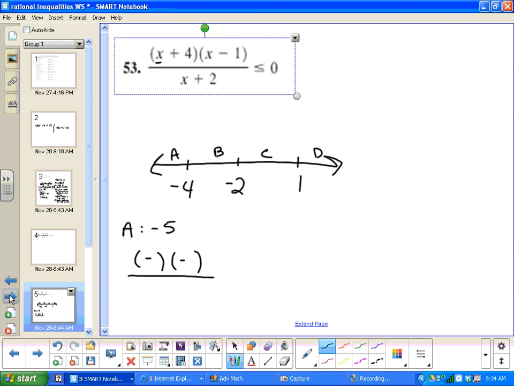Now, -5 plus 2 would be a negative. So we got all negatives here, less than or equal to 0. What's this going to turn out to be? A negative times a negative would be a positive, and then a positive divided by a negative would be a negative. Now, is a negative going to be less than or equal to 0? Yes. So is interval A a part of the solution then? Yes. My question?